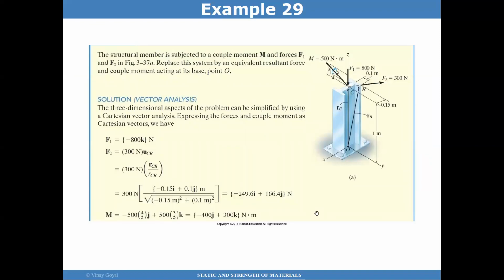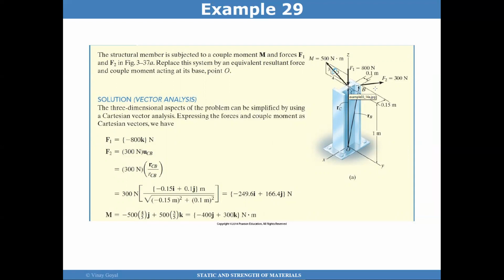Another example that we have here is a structural member that is subjected to a couple moment M and forces F1 and F2. So I have this force F1, I have this force F2, I have this couple here that's acting in this particular direction. And the question is to replace this system by an equivalent resultant force and couple acting at this point O. So very simply, what we have to do is add all the forces together.